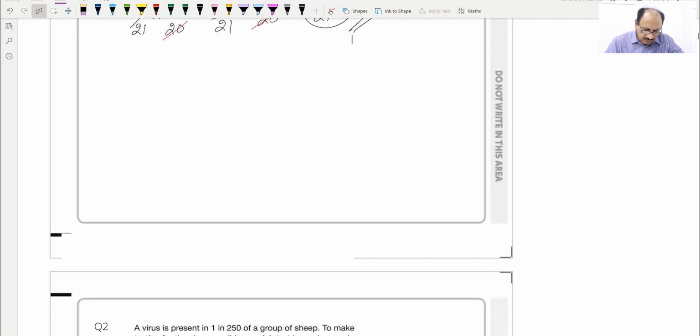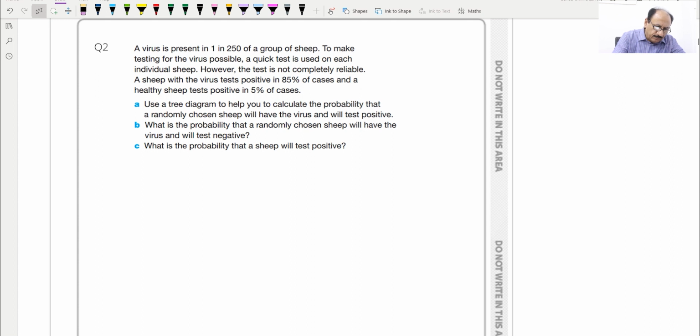And next, if we go through question number 2, it says a virus is present in 1 in 250 of a group of sheep. To make testing for the virus possible, a quick test is used on each individual sheep. However, the test is not completely reliable. A sheep with the virus tests positive in 85% of the cases, and a healthy sheep tests positive in 5%.